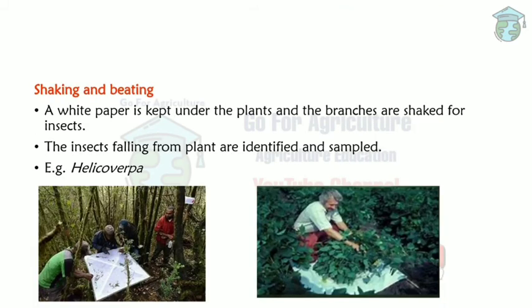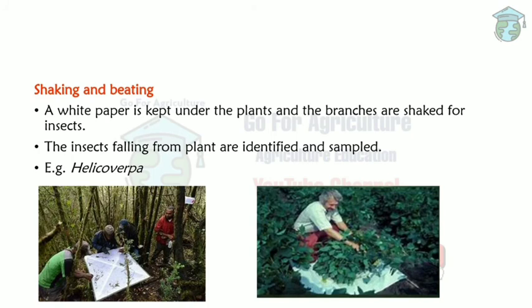Next is shaking and beating. This is a common method of sampling. Basically, under the plant you keep a white paper or a white cloth and you start shaking its branches, so the insects get collected on the white paper. Helicoverpa, for example, is collected by this method of shaking and beating.